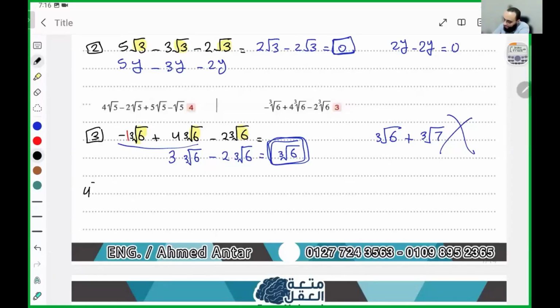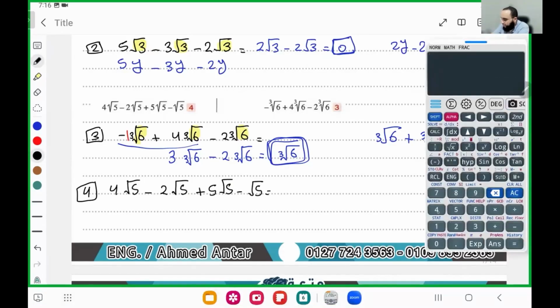Sir, read number 4. It's 4 root 5 minus 2 root 5 plus 5 root 5 minus root 5. Actually, you can do it with the calculator in one shot. Something like 4 root 5, go out of the root. Don't write all of the question inside the root, that is not correct. You have firstly to go out of the root and then complete the question. It's negative 2 root 5 plus 5 root 5 minus root 5. Then it's 6 root 5.